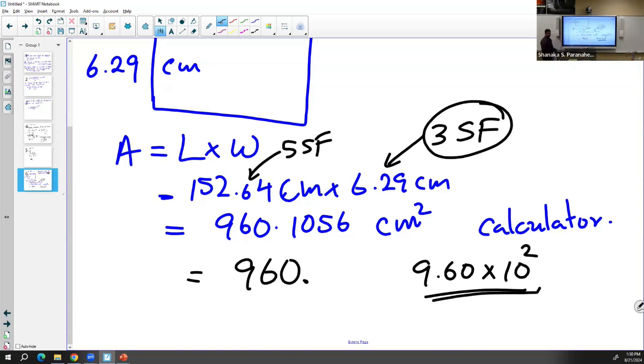So all the digits in the coefficient are significant. Both answers are correct. And because of this reason, some answers may be in scientific notation, and your calculator might give you this standard form. So it might be in scientific notation.